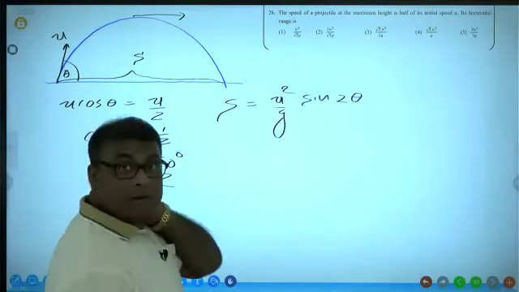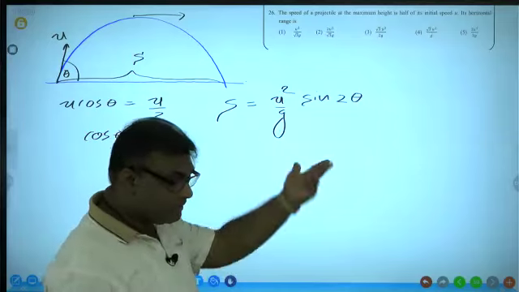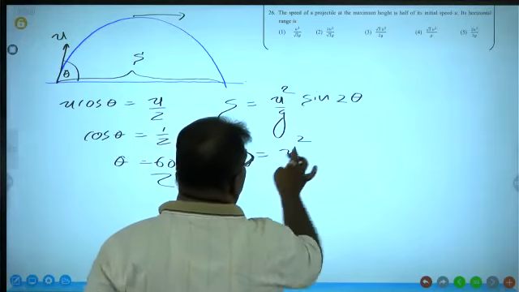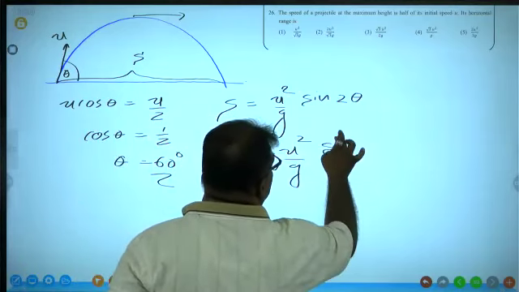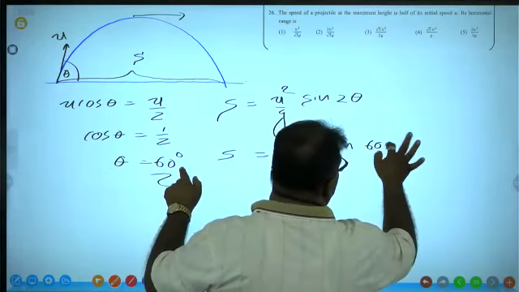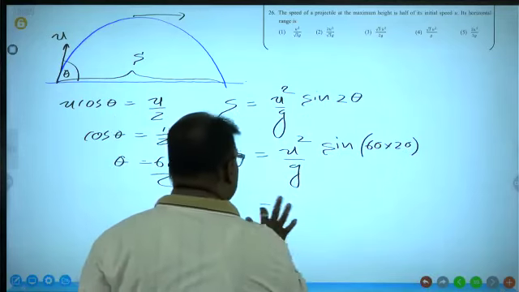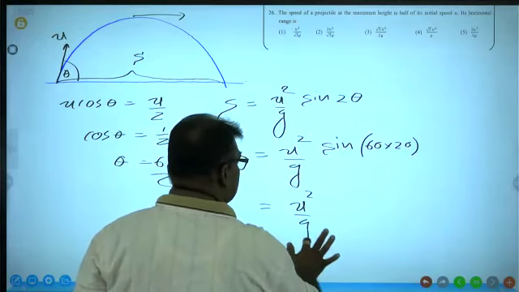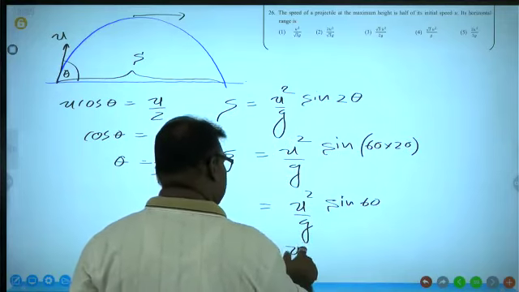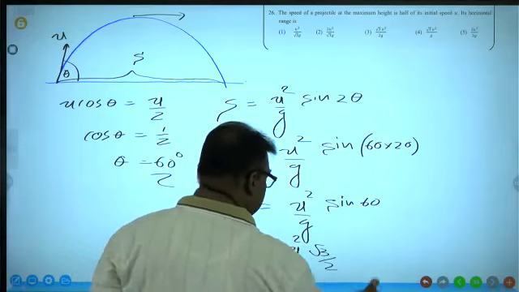Either write this down if you remember it, or derive it. So, finding the time of flight and finding the horizontal range. What a nice one, no? u squared over g sin of 60 angle, 60 into 2, right? It's sin 120, no? Sin 120 is sin 60. Sin 60 equals root 3 over 2, right?